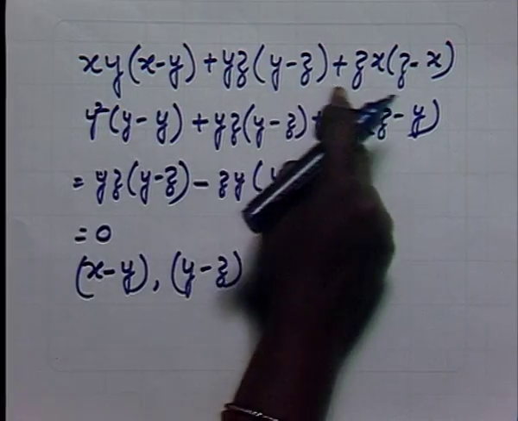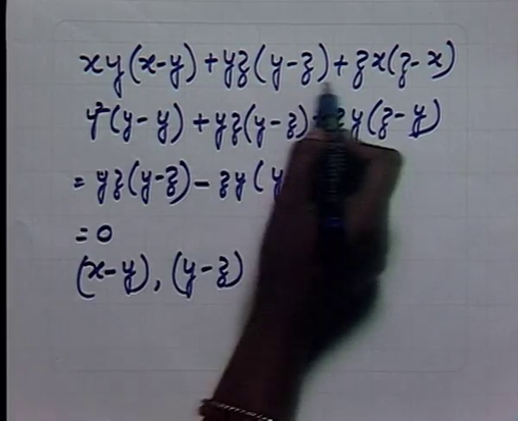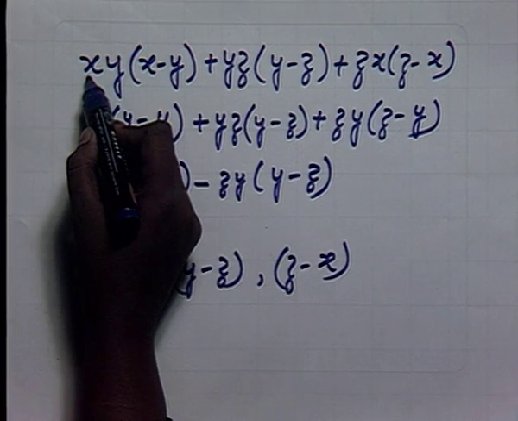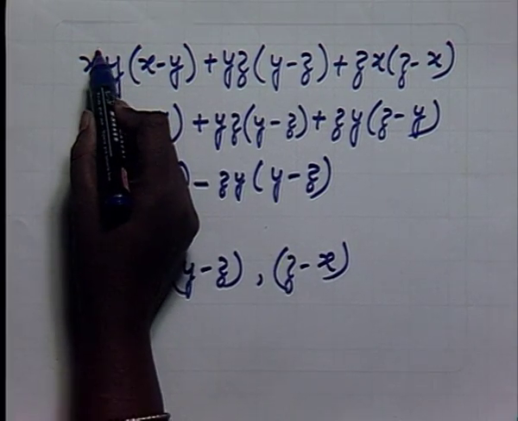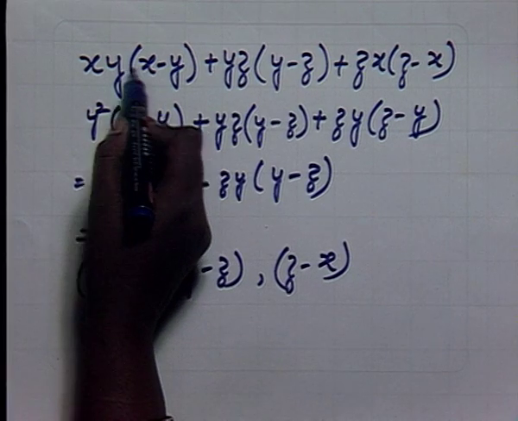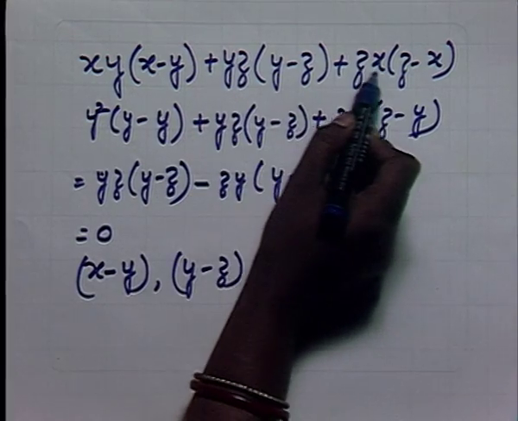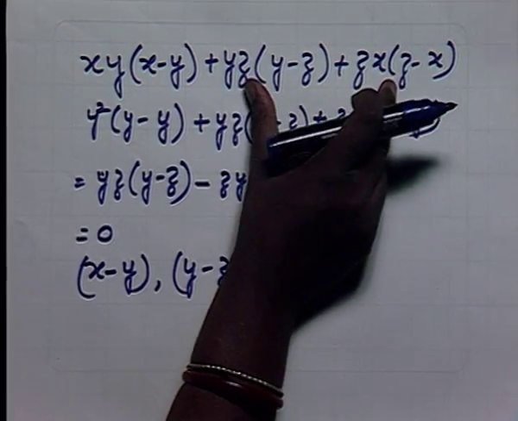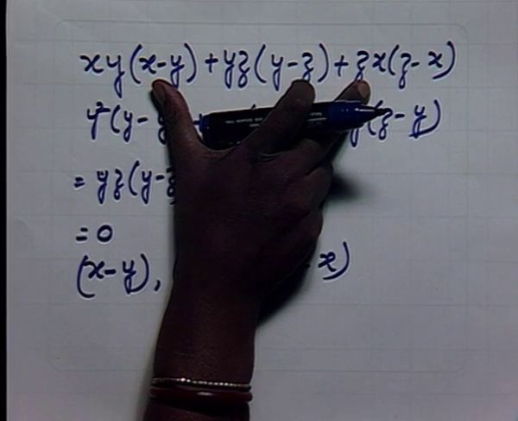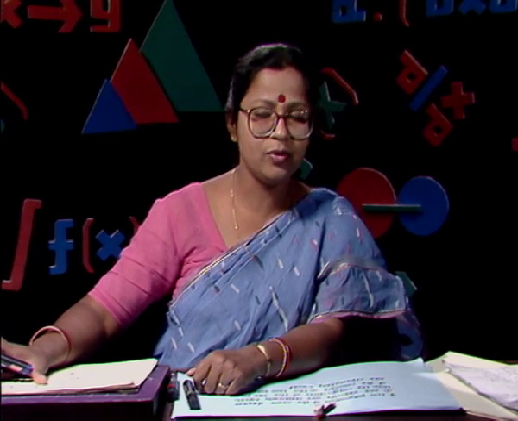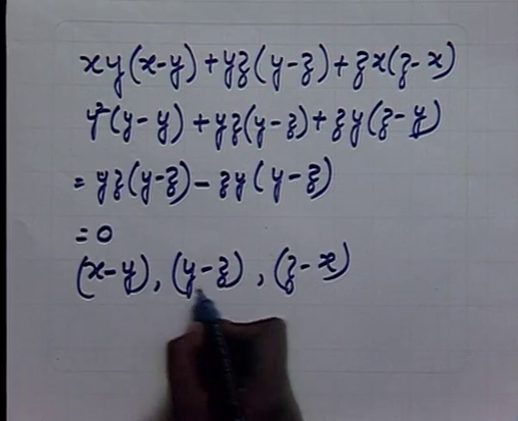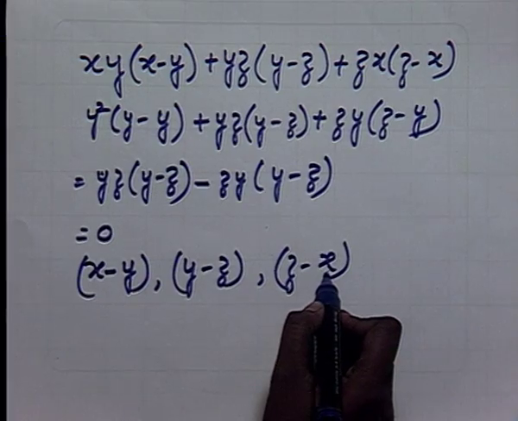Now, look at this expression carefully. What is the degree of this expression? The first term is x square y, where the power of x is 2 and power of y is 1. Therefore, the degree of this term will be 3. Similarly, the degree of each of the terms here is 3, and therefore, we say that the degree of this whole expression is 3. So, in that case, how many factors can this expression have? It can have at the most 3 factors, which we have already got. They are x minus y, y minus z and z minus x.